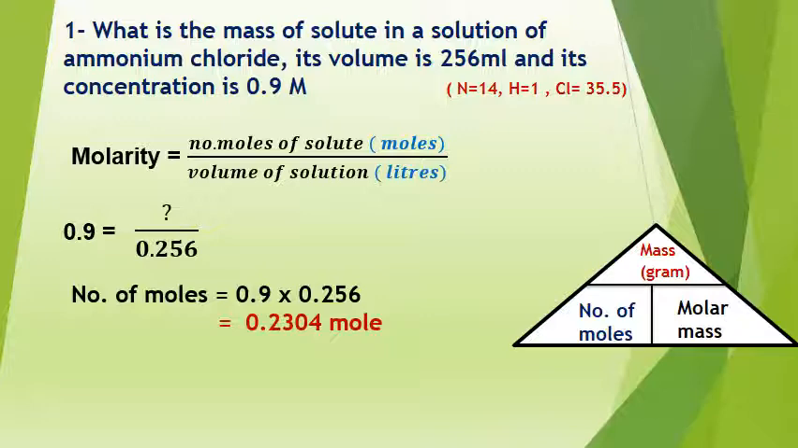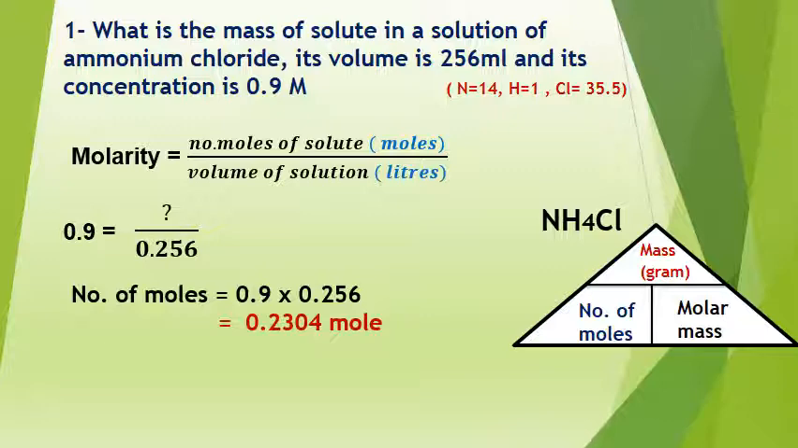So I can use another rule that you can see in a triangle. By using the number of moles, I can calculate the mass. Look at the triangle in front of you. The mass, I can calculate by multiplying the number of moles by its molar mass. So to know the molar mass of ammonium chloride, I must know its chemical formula. The chemical formula of ammonium is NH4 and chloride is Cl.